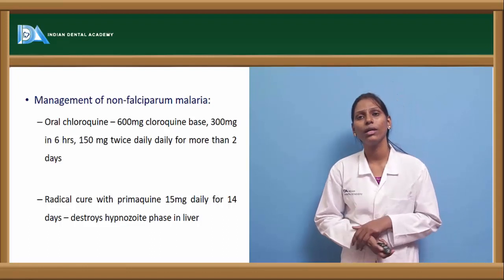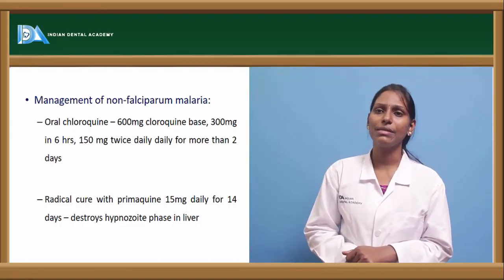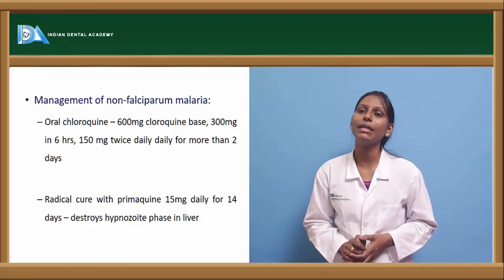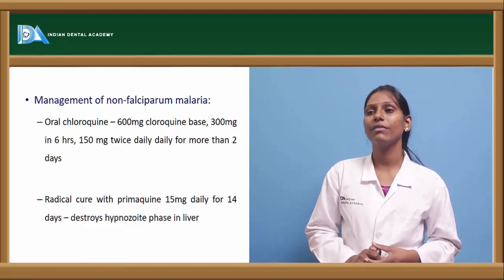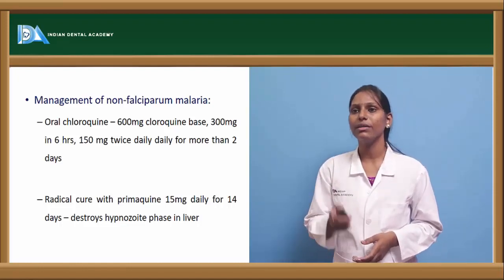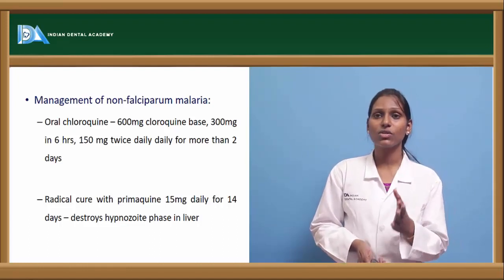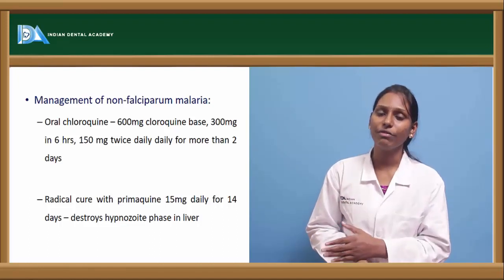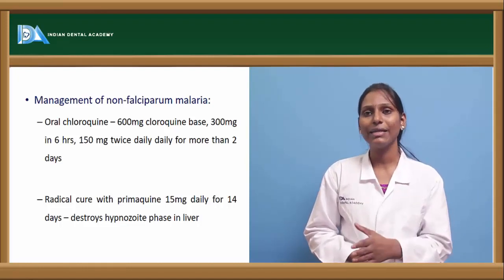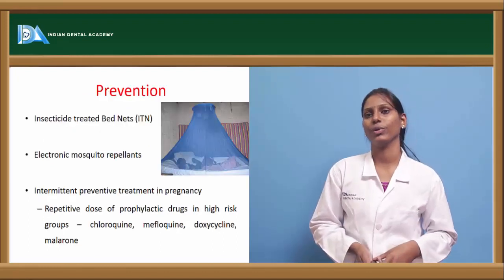Now management of non-falciparum malaria, that is, malaria caused by Plasmodium vivax and ovale. In those cases, management is through oral chloroquine. 600 milligrams of chloroquine base can be given, then 300 milligrams after 6 hours, and 150 milligrams twice daily for 2 days. Radical cure with primaquine is also given along with oral chloroquine, at 15 milligrams daily for 14 days, which destroys the hypnozoite phase in the liver. So those dormant phases within the liver can be killed with primaquine, and hence relapse can be minimized compared to treatment with chloroquine alone.